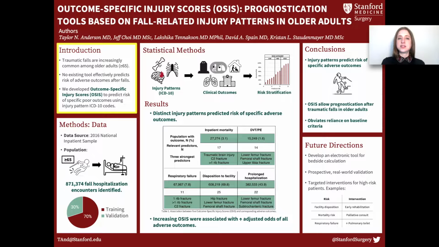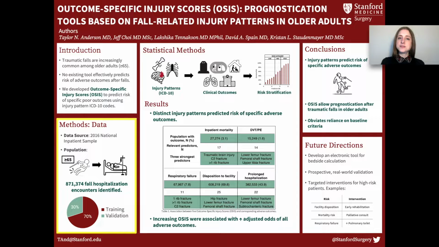Current prognostication tools rely on baseline information about health conditions and functional status, which is not always readily available in the acute traumatic setting. We developed a new outcome prediction tool based on injury pattern defined by ICD-10 codes, which we call Outcome-Specific Injury Scores, or OSIS.